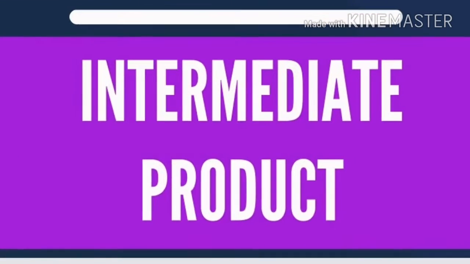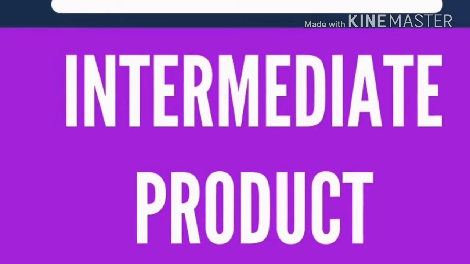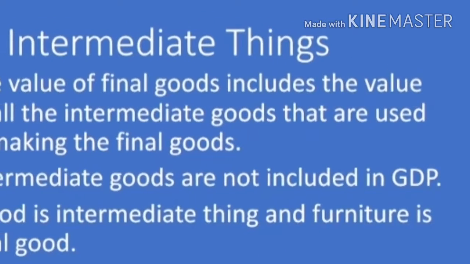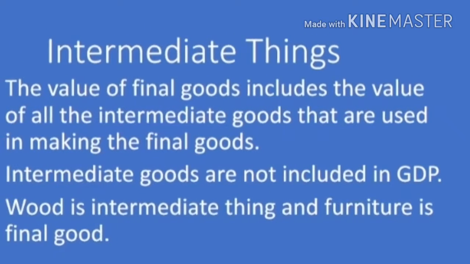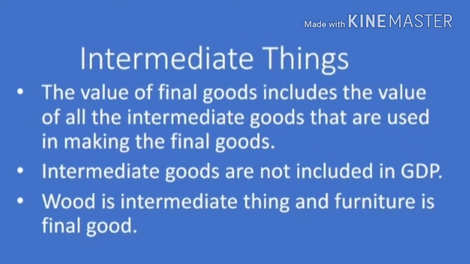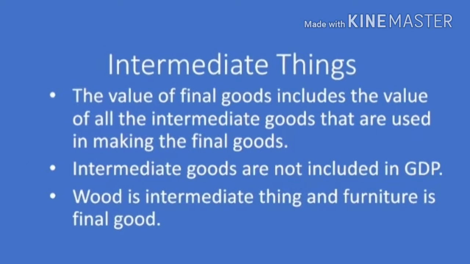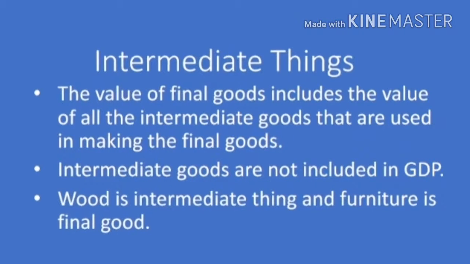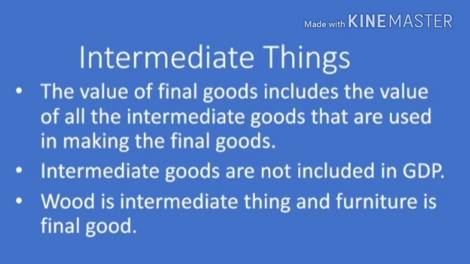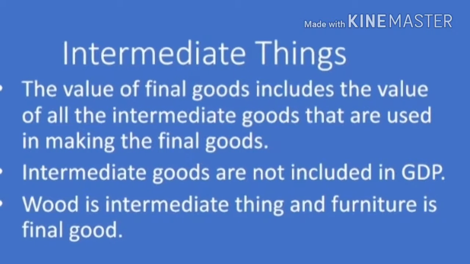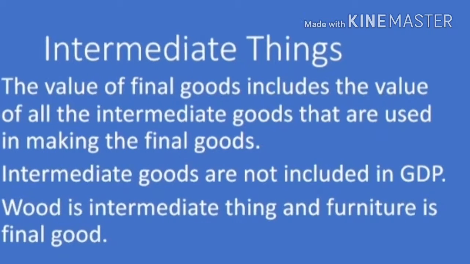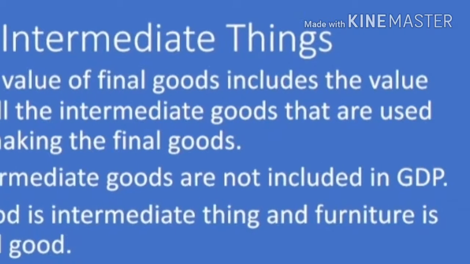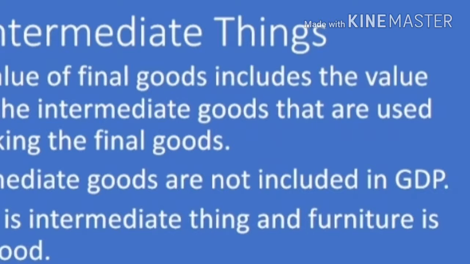And our next point is intermediate goods. Intermediate goods are those goods which are used up in producing the final goods. And students, the value of the final goods includes the value of all the intermediate goods that are used in making the final goods. Intermediate goods are not included in GDP. Only the final goods are included in the GDP. For example, wood is an intermediate good and furniture is a final good.